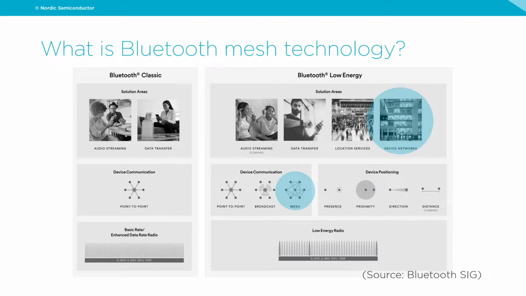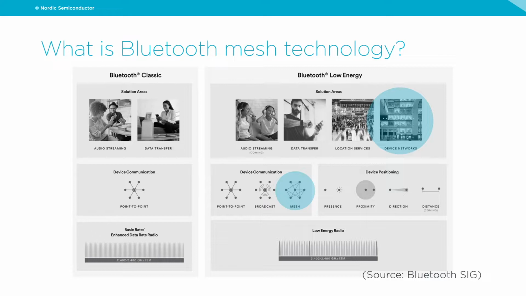So let's start with looking at where Bluetooth Mesh is in the world of Bluetooth. Most people who know Bluetooth from the consumer world know the audio streaming solution, which is based on Bluetooth Classic. The other Bluetooth that people might know about is Bluetooth Low Energy, which is used in wearables and gadgets connected to your phone. That's a technology that was introduced in Bluetooth 4. And if you connect to your phone, it's a point-to-point technology where you connect directly to your phone.